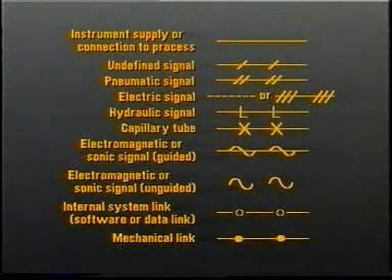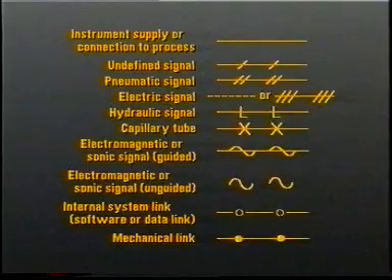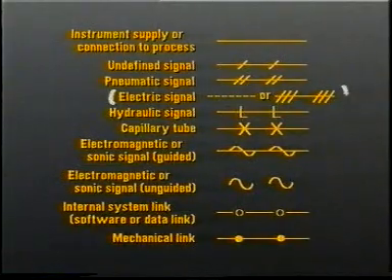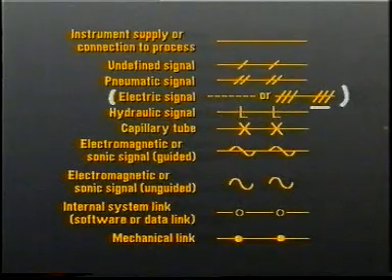Controllers, transmitters, thermocouples, and other devices communicate with one another and with their indicators and controllers through instrument lines. Some of the ways of illustrating instrument lines and their uses are shown in this chart. For example, 3 hash marks on a solid or dashed line connecting 2 devices indicates an electrical signal between them.